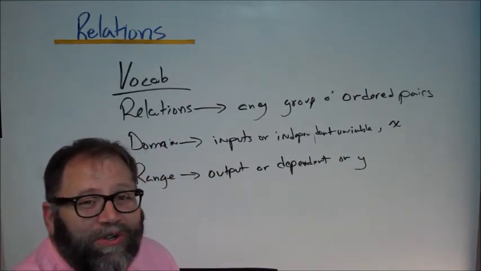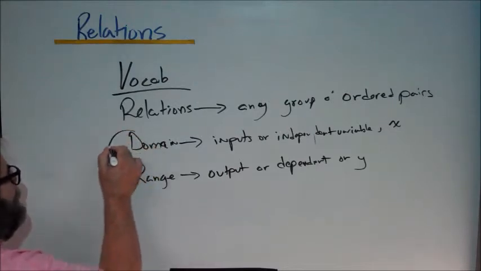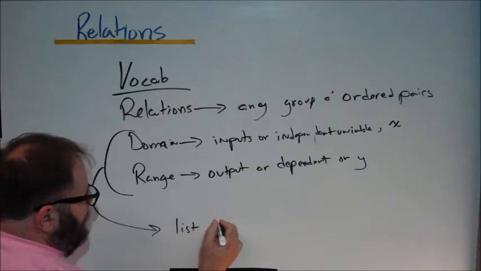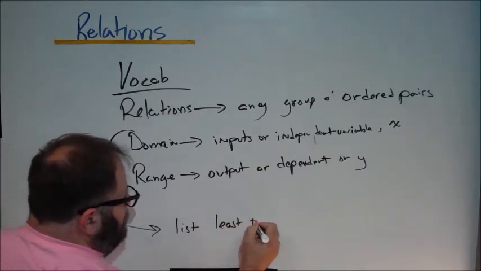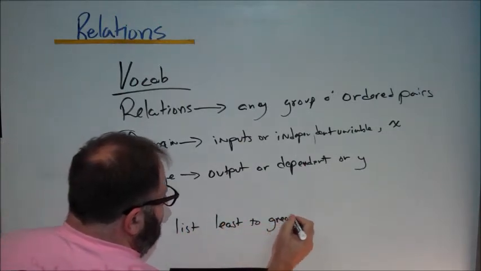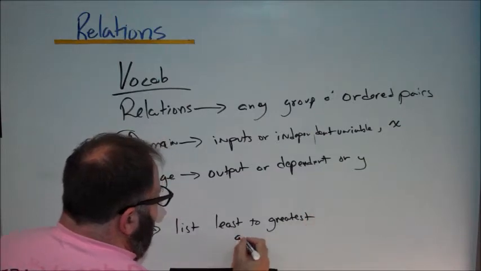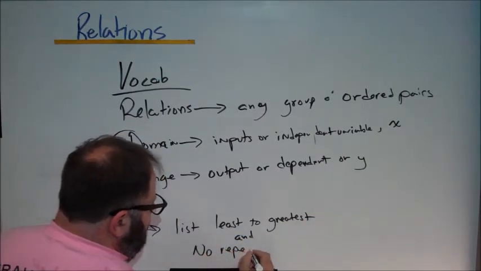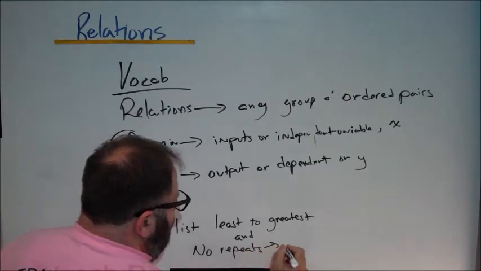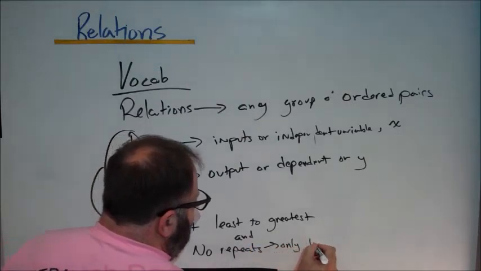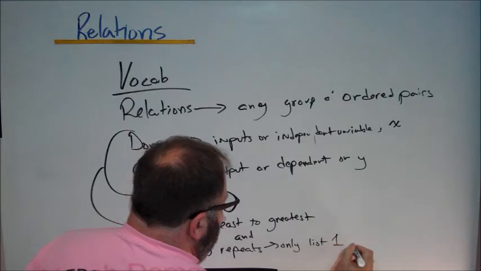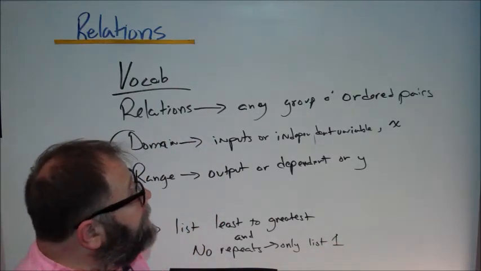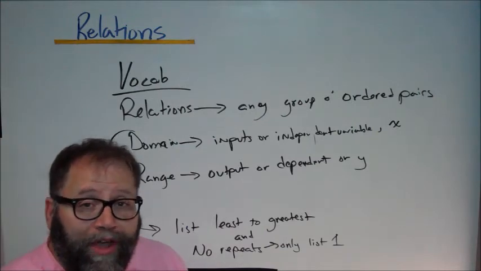And then the two rules for domain and range. Here we've got these two. We have to list them least to greatest. And no repeats. We only list one of them. Relations. Any group of ordered pairs.